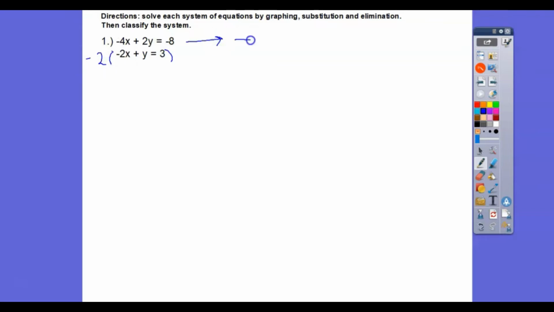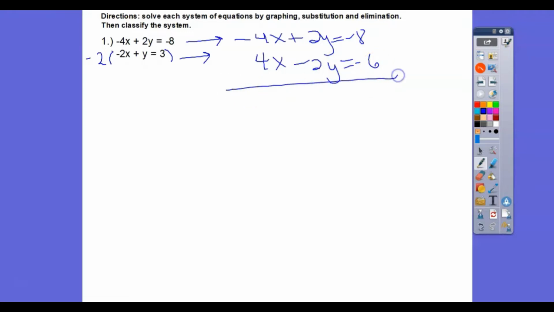So the top equation right now hasn't changed. I'm going to keep it as is. The bottom equation is going to become positive 4x because negative times a negative is a positive. Then negative 2y, and that's going to equal negative 6. Draw a line, cancel. So notice 2y and negative 2y also cancels, which is what I wanted to cancel, and the x is canceled. So I'm actually left with 0 equals negative 14. 0 does not equal negative 14.